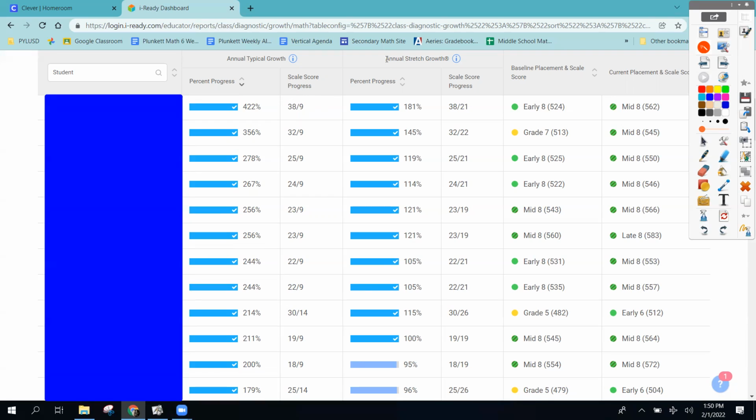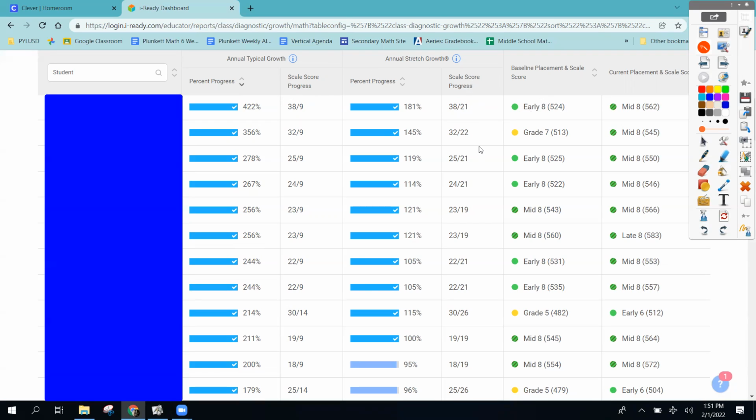Now, the annual stretch growth is different than the annual typical growth, because the stretch growth is, from iReady's perspective, any student who scores below grade level. The stretch growth is how much they would have to grow to get onto grade level, or if they already scored on grade level, how much would they have to stretch their growth in order to get to advanced. So you can see that this stretch growth was 21. That's more than the typical growth. We're stretching for even more growth, and this student even surpassed that. And like I said, that could be because they didn't do as well on the first diagnostic as they could have.